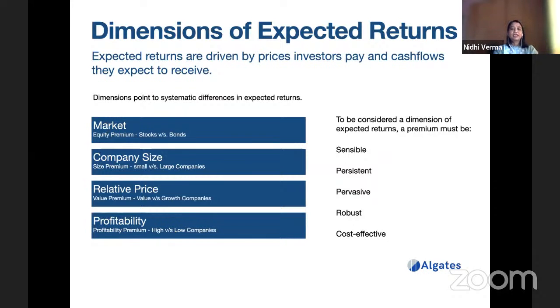Of course, the market itself gives you a premium, because if you compare stocks with bonds, bonds will give you lower return compared to stocks. Everybody knows that, it is very basic information. Stocks are risky investments and they are expected to give you higher returns when compared to fixed income investment. So there is a premium associated with investment in the stock market, the equity market itself.